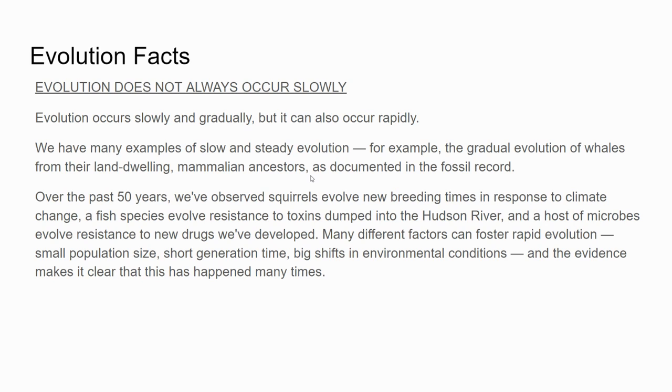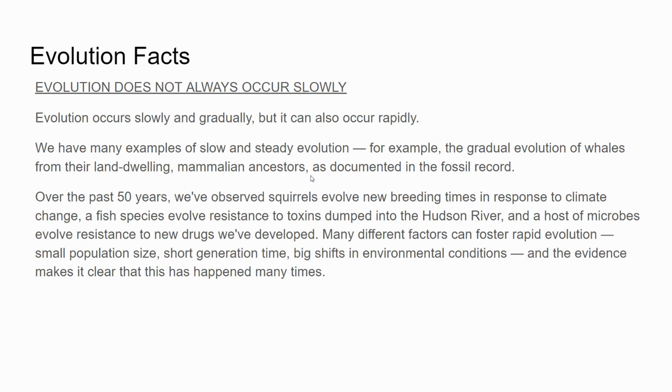Slow and steady evolution, from sea-dwelling creatures all the way up to the mammals that we have today that live on land, happened over millions and millions of years. But sometimes it happens rather quickly. In the past 50 years, we've seen squirrels evolve new breeding times in response to climate change. A fish species evolved resistance to toxins dumped in the Hudson River. And a host of bacteria evolved resistance to new drugs that we develop.